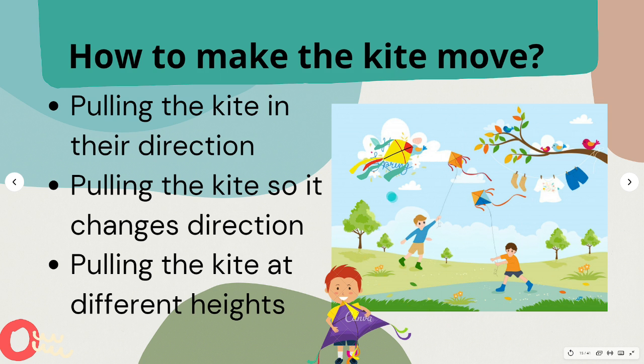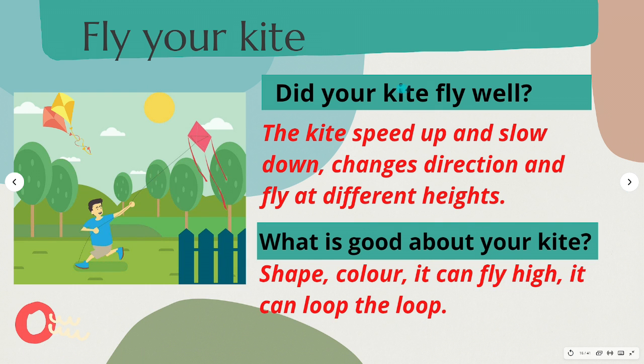And you can also pull the kite at different heights. As you can see with these kids, one is pulling the kite in his direction and the other one is pulling the kite so it changes direction. Then also observe, did your kite fly well? Did the kite speed up and slow down, change direction and fly at different heights?